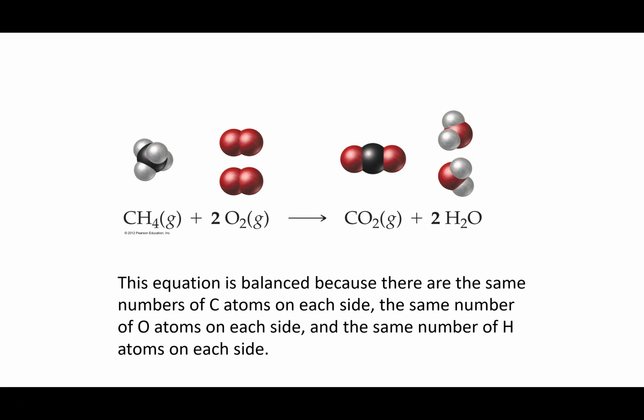So actually in this case, notice I have one carbon atom on both sides. The white balls are hydrogens. I have four hydrogens here. Now I have four hydrogens here. The red balls are oxygens. I have four oxygens here, and I have one, two, three, four oxygens over there. So it's balanced.